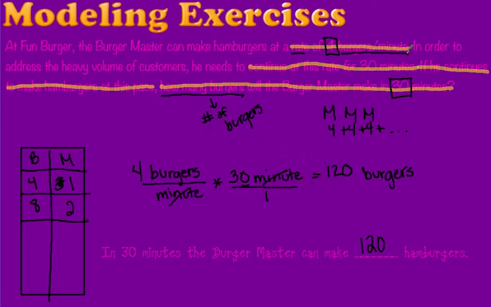Okay, so again, I take my rate, since I know how fast he can make the burgers and I know how long he has to make the burgers for, I can use that to figure out how many burgers he made total.